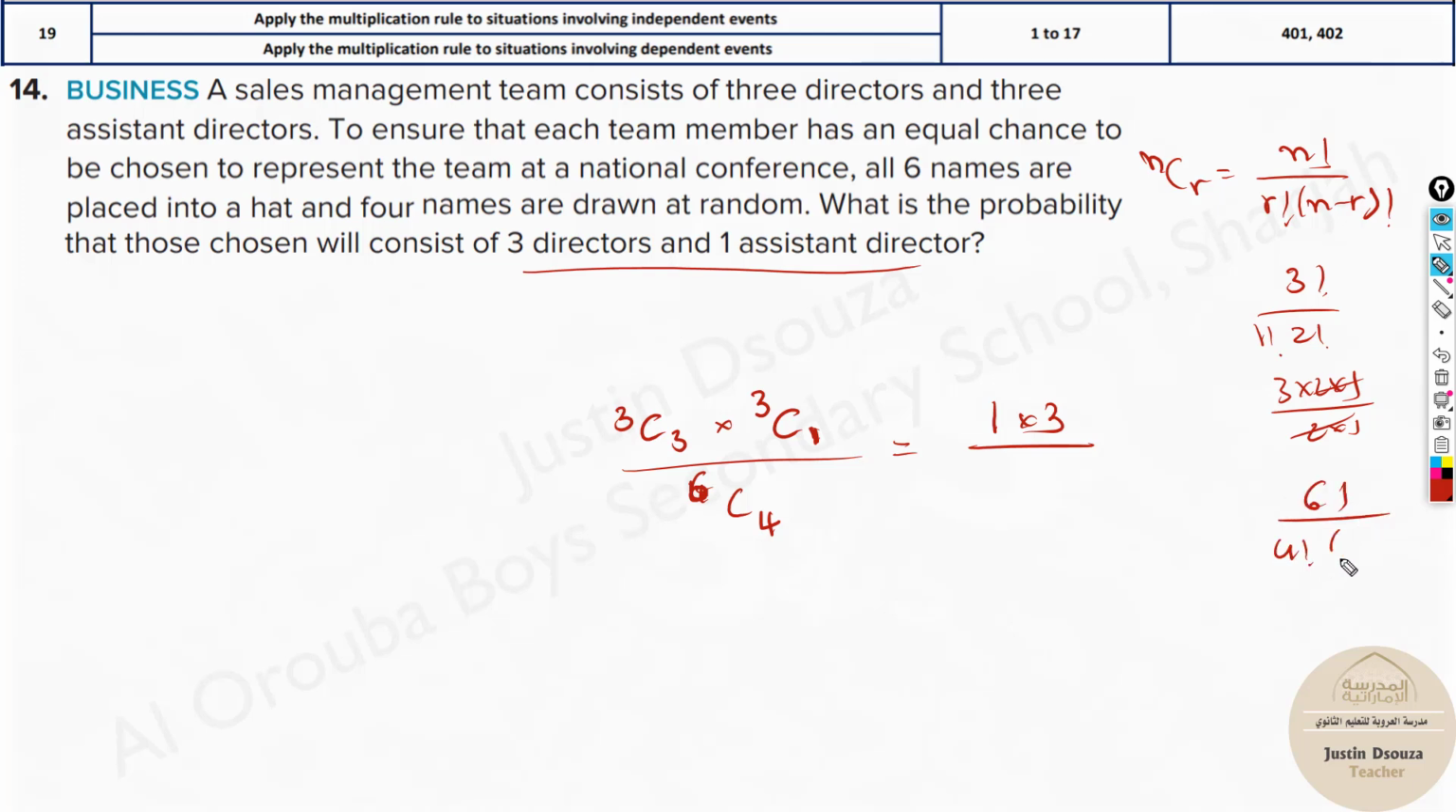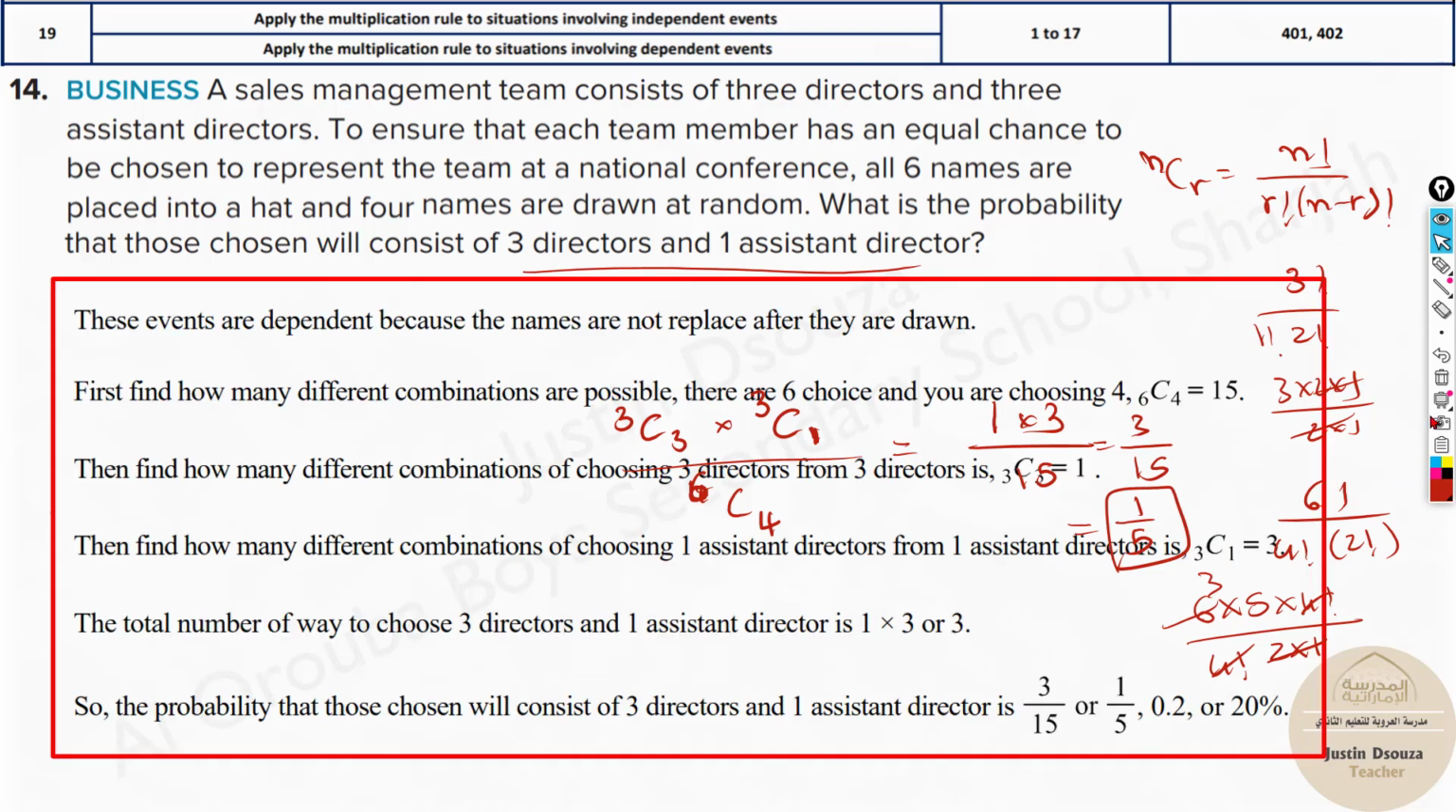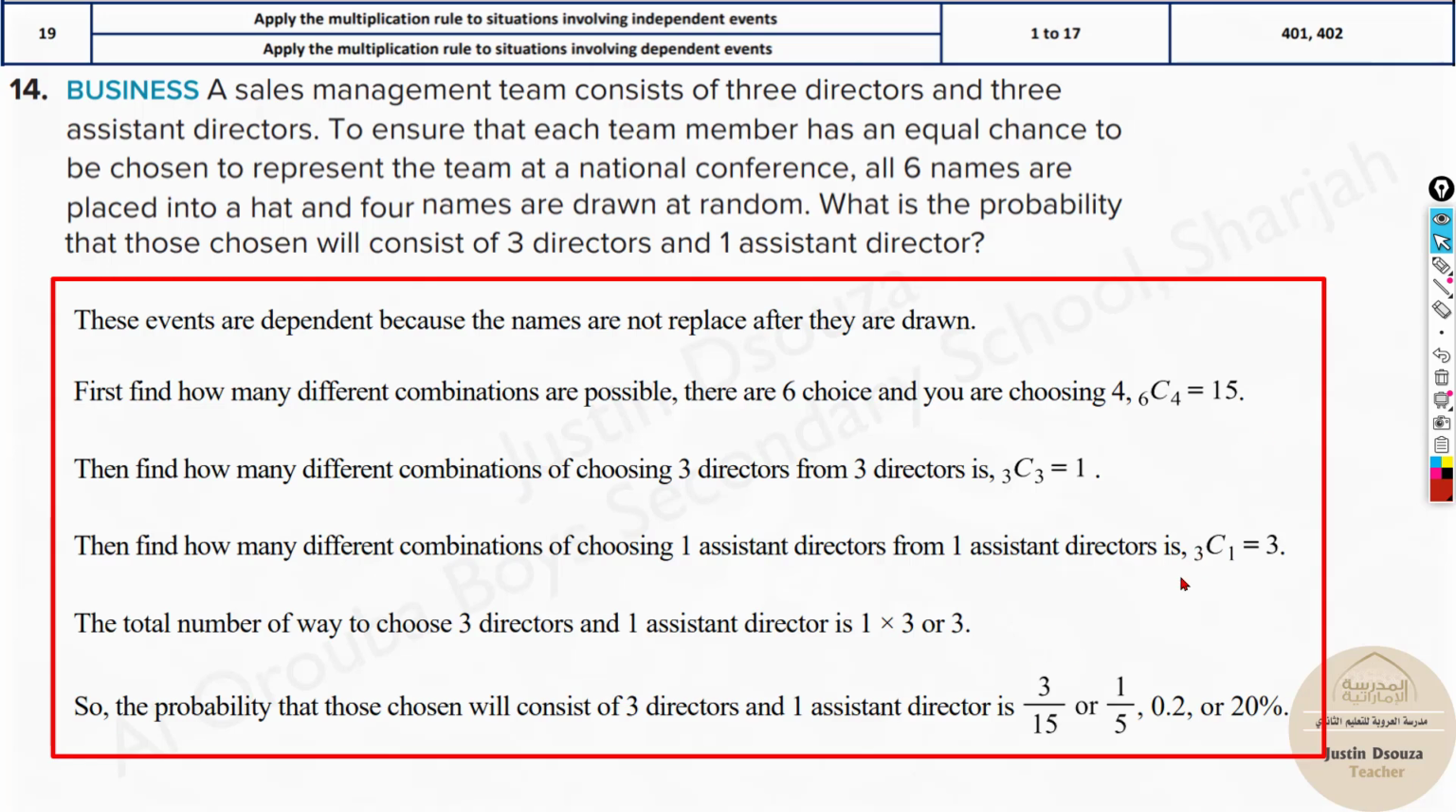So here it'll be 4 factorial into 2 factorial as well. So what happens? 6 times 5 times 4 factorial, and over here we have 4 factorial. It cancels. And 2 factorial is 2 into 1. This with this, 5 times 3 is 15. So the probability is 3 by 15. Now this is divisible by 3, so 1 by 5. It's 20%. So that is the probability that this particular arrangement, 3 directors and 1 assistant director, will be chosen. So we can see over here, that's the answer.